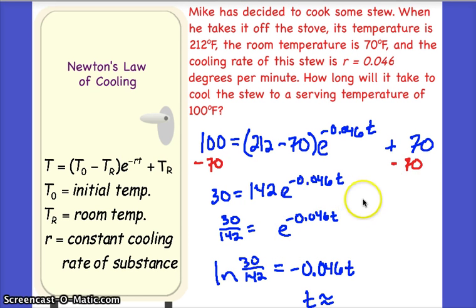Okay, I've got most of it solved here for you. First thing I did was subtract 70. Again, easiest move, just get rid of that stuff that's outside the exponent. Notice that 212 minus 70 became 142. So I divided that away next.